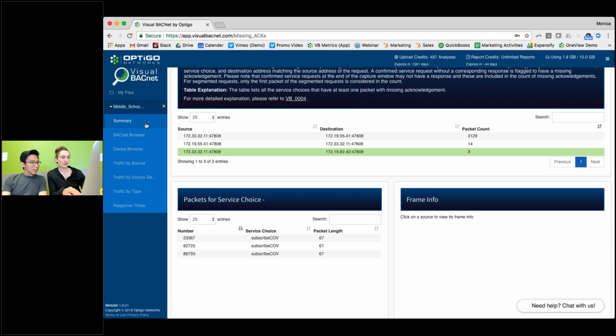Okay, so the combination of the rejects and the missing acks makes us think that this one device, which is device ID 7051, IP address 172.19.55.41.